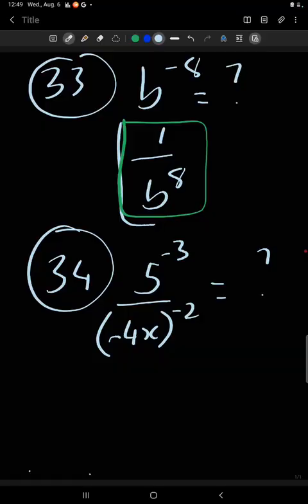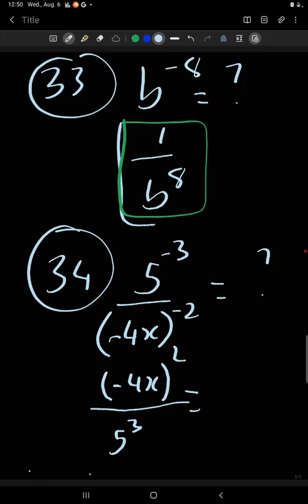So once again, we want to get rid of the negative exponents. It's essentially our goal here. So at that point, we take the reciprocal. So for the 5, it obviously becomes 5 cubed. And then what do we do with the thing at the bottom? So we also take the reciprocal, so it becomes negative 4x, all of that squared.